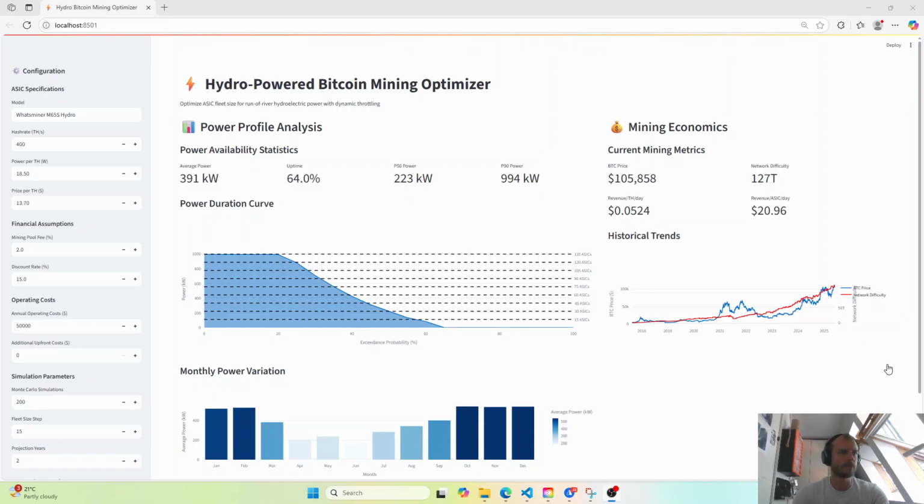I just wanted to show you the tool I built over the course of the last few days. It is basically a tool which helps to understand what is the most optimal amount of ASICs that should be installed in order to bring the most optimal financial outcomes.